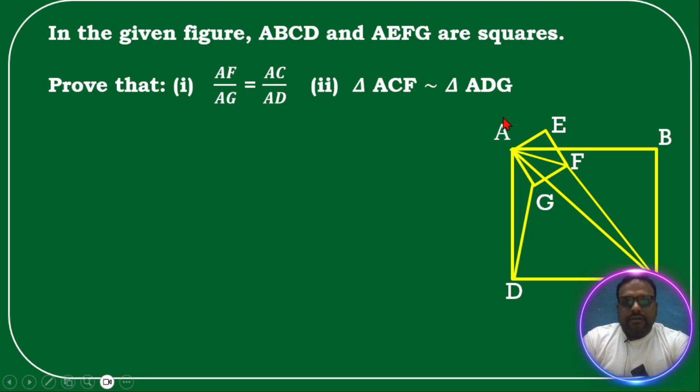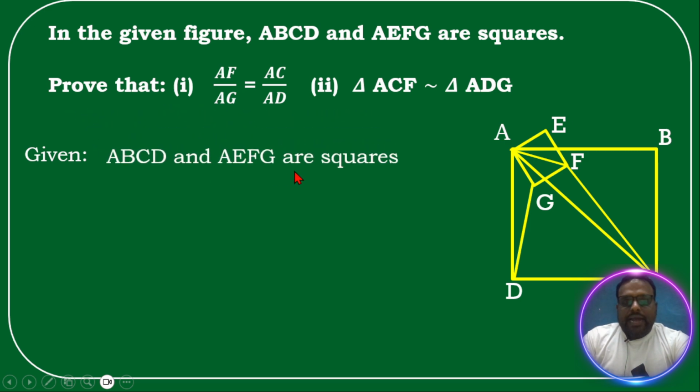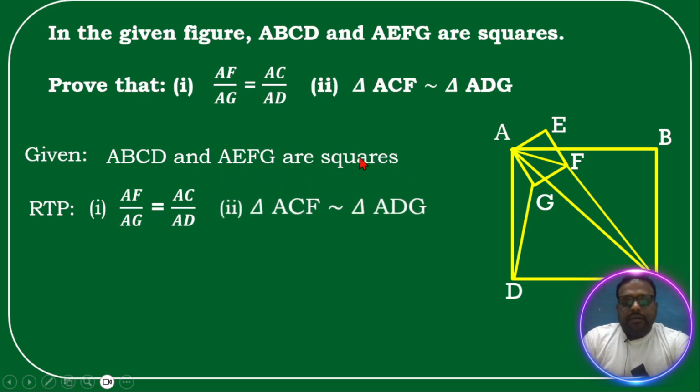Now let us start the question here. First, the given part, that is ABCD and AEFG are the squares. This is actually given in the question. Now RTP, what do we have to prove? We have to prove two conditions. That is, first one is AF upon AG equal to AC upon AD. And the second condition is triangle ACF similar to triangle ADG. These two we have to prove.